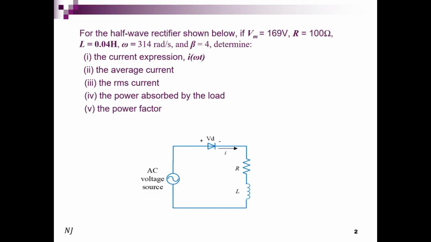Okay, for the half wave rectifier with RL load shown in the figure here, if Vm equals 169 volt, R equals 100 ohms, L equals 0.04 Henry, omega equals 314 radian per second, and beta equals 4, determine the current expression i(omega t), and then the average current, the RMS current, the power absorbed by the load, and also the power factor.